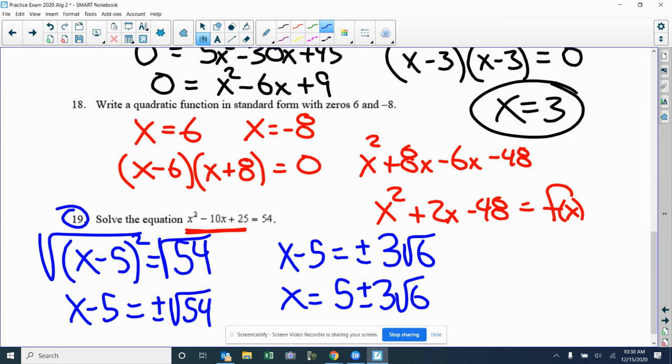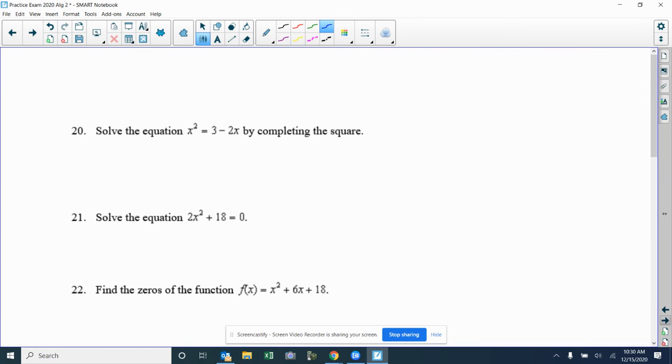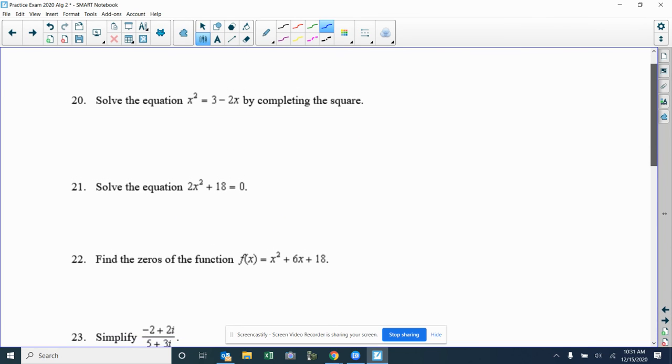Completing the square. It's all done for you. You didn't have to do much. Make sure you make a note on 19, that's the way it is. And that, my friend, is the end of the multiple choice. So let's do the last one for today. And that is number 20.